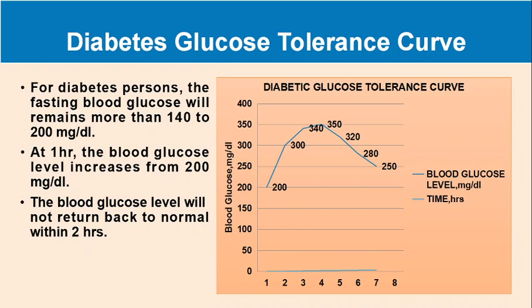Renal threshold value for glucose is 160 to 180 milligram per dl. Okay, most of the diabetic patients will exhibit glycosuria because the blood glucose level is more than 200 milligram per dl. This is due to the raised renal threshold value of glucose.